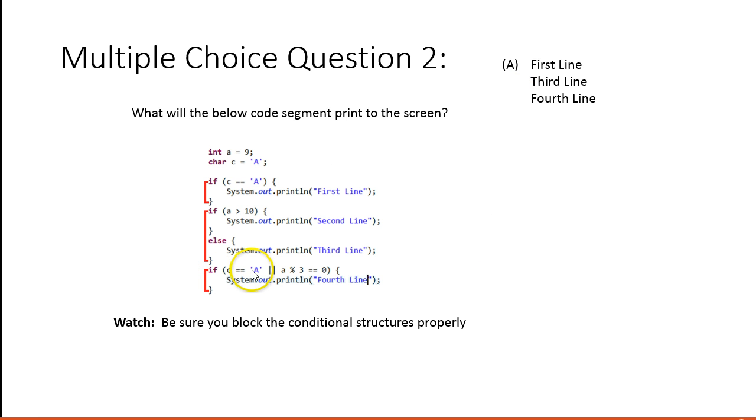But let's talk it through just to make sure we understand it. This is saying if C is equivalent to A, which is true, and since this is true, I actually don't care about the next one because it's an OR operator. But just to make sure we understand, A mod 3 is equivalent to 0, mod being calculate the remainder when we divide A by 3, and that's true.